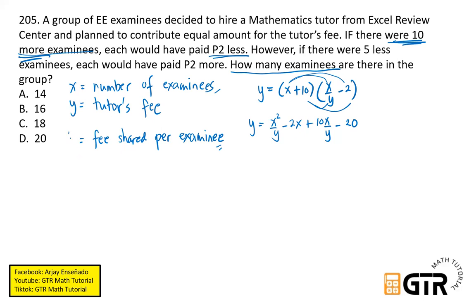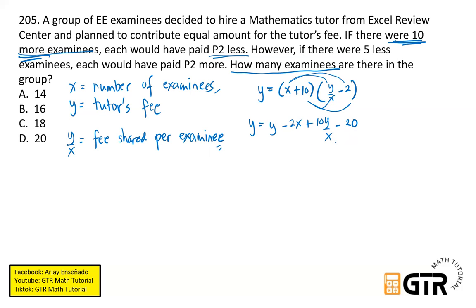So tutor's fee ang mauna, y over x dapat ito. So ito mababaligtad din ito, magiging itong y over x. So syempre, may iba na rin tong sagot natin dito. X times y over x, makakancel lang yung x, so matitira dito y. X times negative 2, ito pa rin. 10 times y over x, so mababaligtad ito. 10y over x, so ito ganun pa rin. 10 times negative 2 is negative 20.